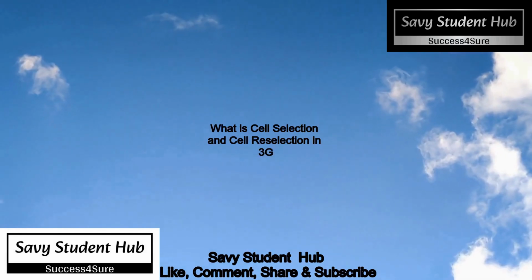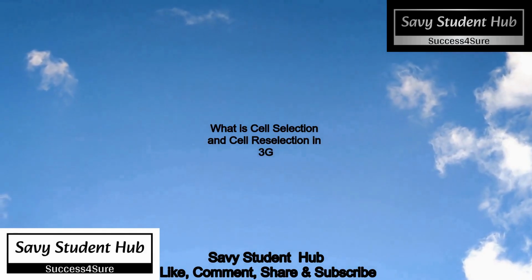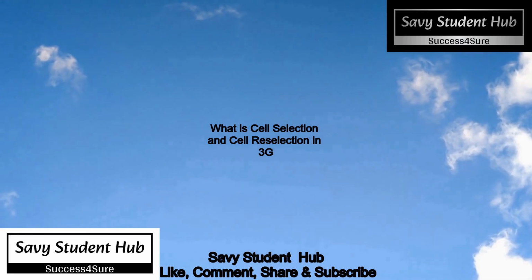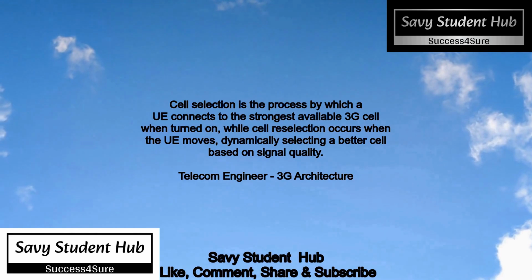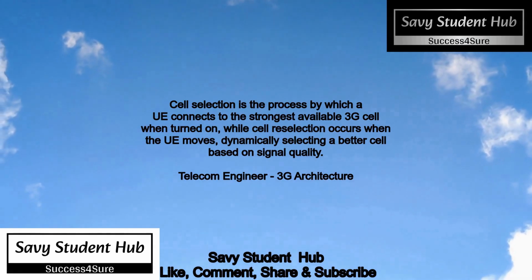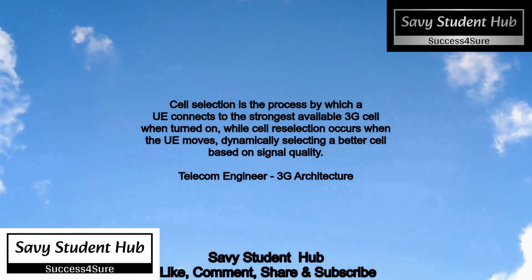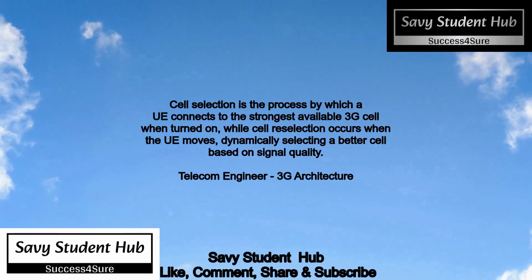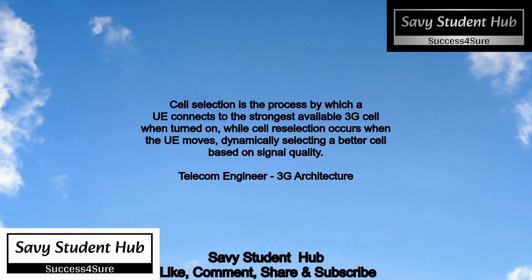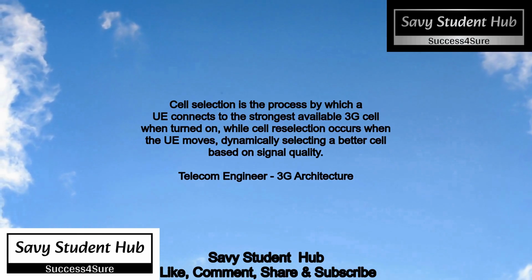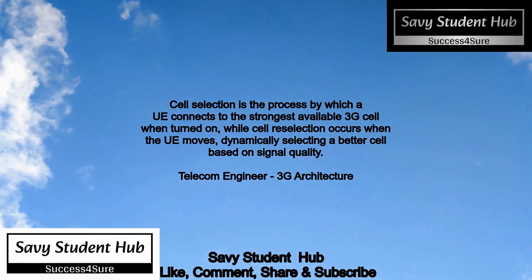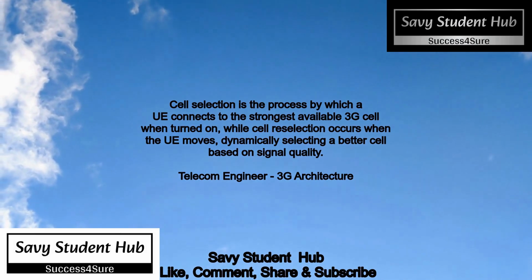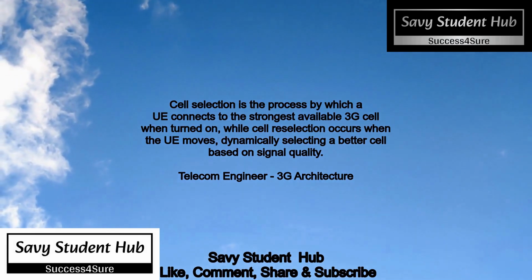What is cell selection and cell reselection in 3G? Cell selection is the process by which a UE connects to the strongest available 3G cell when turned on, while cell reselection occurs when the UE moves, dynamically selecting a better cell based on signal quality.